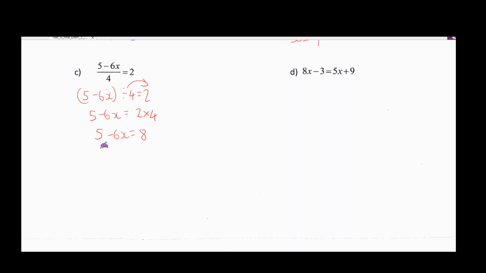And we're going to have to move this 5 here. So I'm going to move this 5 to the other side. So we're going to have minus 6x is equal to 8 take 5. Minus 6x equals 3.